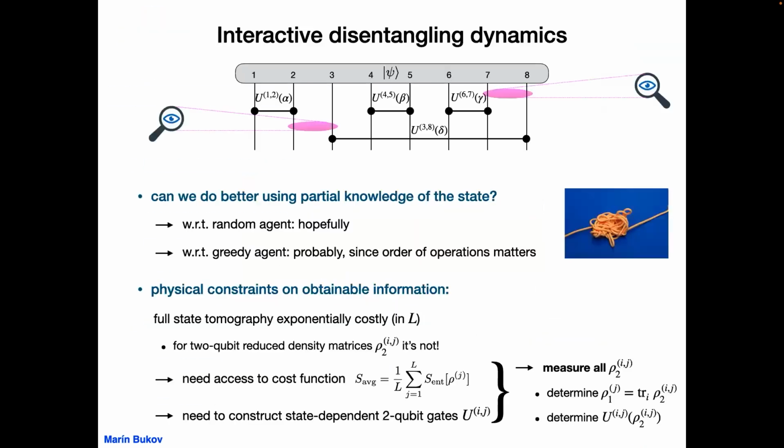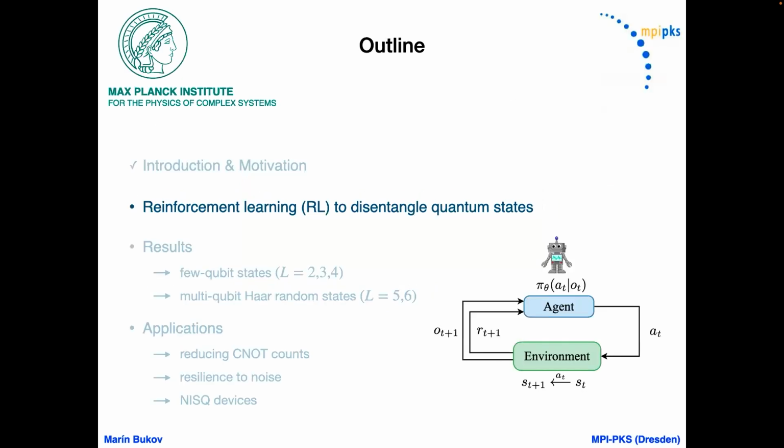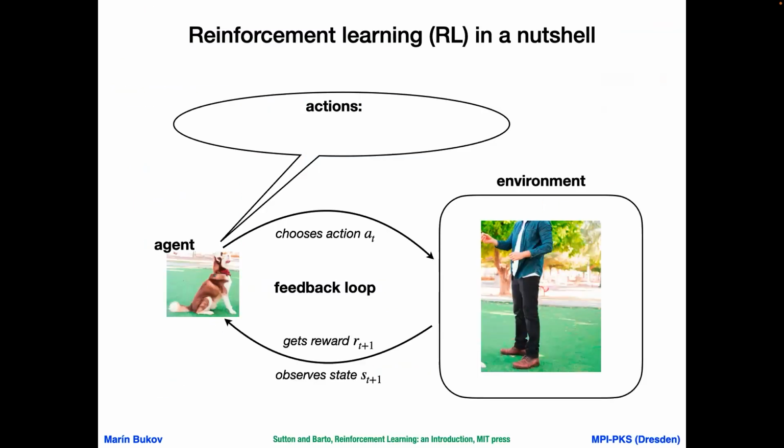If you go back to the previous slide, we want to interact with the system, right? We want to measure locally what's going on, right? Without really destroying the state and see what comes out. Okay. So in reinforcement learning, what you have is an agent, this is the dog, that learns how to solve a task by interacting with its environment.